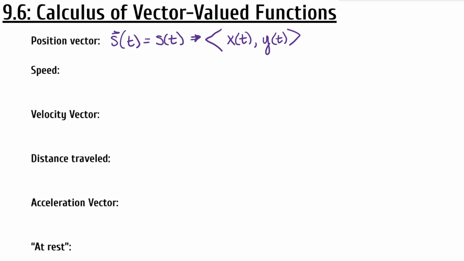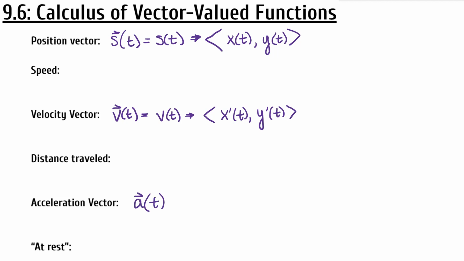The velocity vector is the derivative of the position vector. So this is noted as v of t with the vector symbol above, or just v of t. That is s prime of t, and the component form of that vector is x prime of t, comma, y prime of t. The acceleration vector is a of t, the second derivative of the position vector, the first derivative of the velocity vector. We write this as x prime prime of t, comma, y prime prime of t.